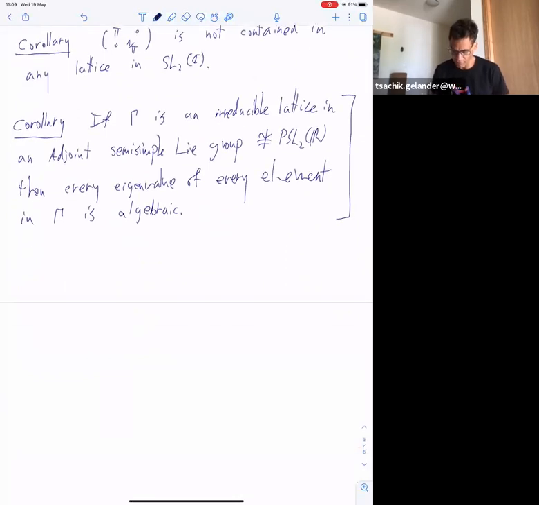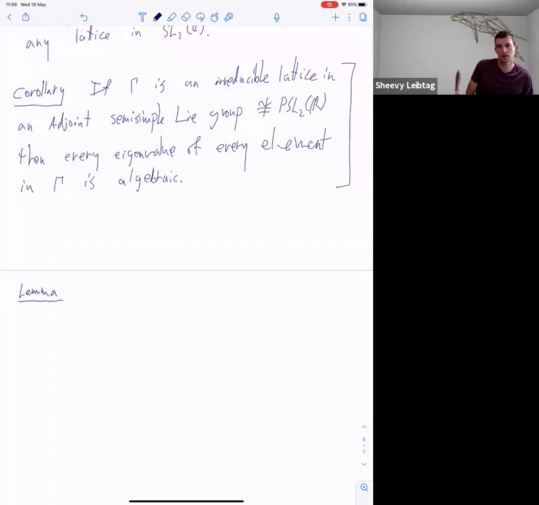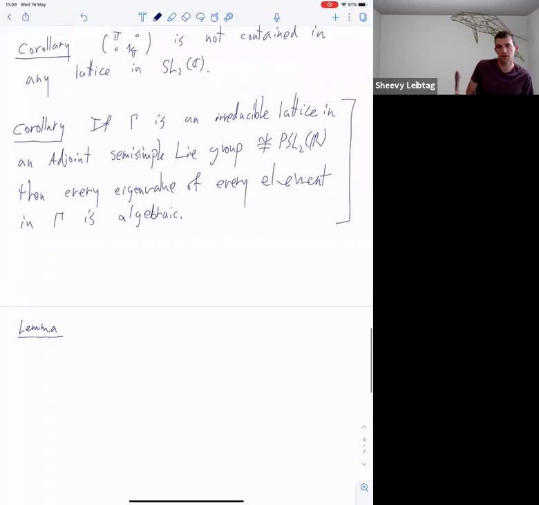So here is a very useful lemma, which I will not prove, but I recommend you to prove it. Okay. Tsachik? Yes. The eigenvalues of an element in the semi-simple group are always the same as the eigenvalues of its adjoint, as matrices on the Lie algebra.